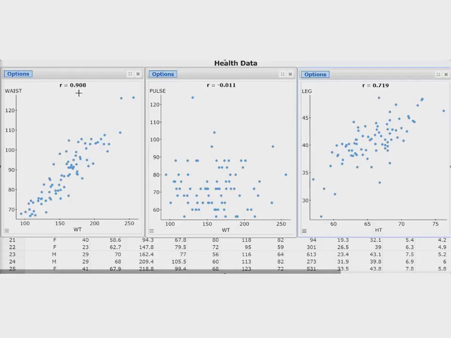Now this is a positive R value because you can see the points are going up generally as they go from left to right. If they were going down from left to right, then it would be a negative R value.